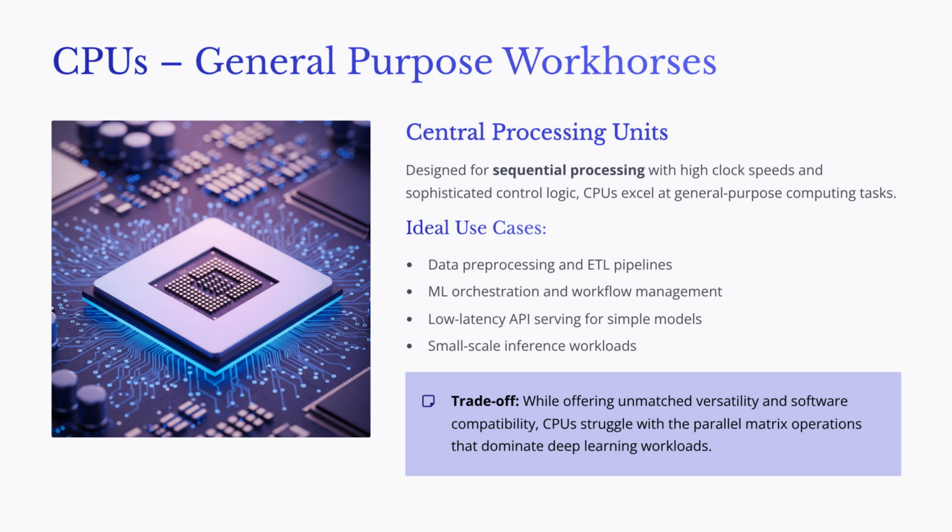However, CPUs struggle with the parallel matrix operations that dominate deep learning training. The cores are too few, too complex, and not optimized for the massively parallel workloads of modern AI. In infrastructure terms, CPUs are the coordinators, not the muscle. They manage, orchestrate, and prepare, but they do not carry the heavy burden of training large neural networks.